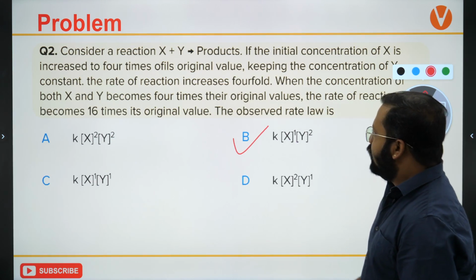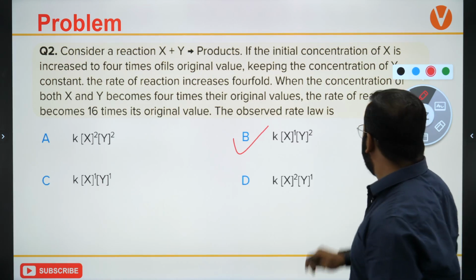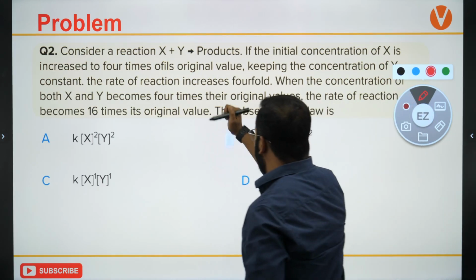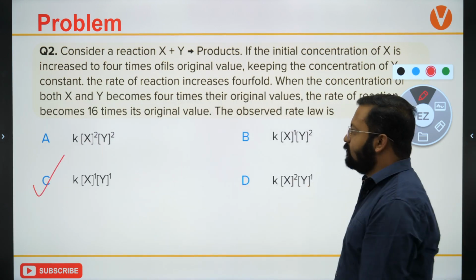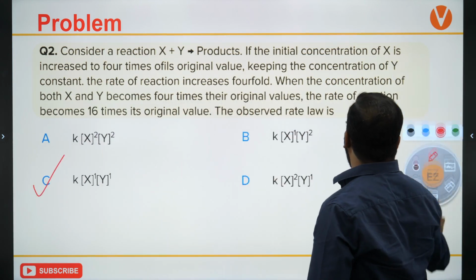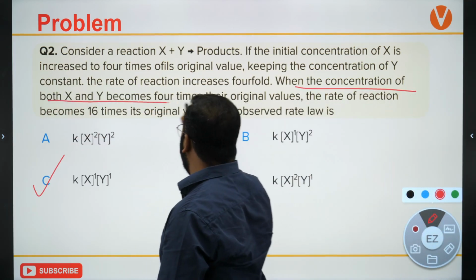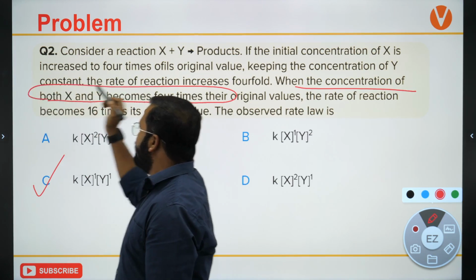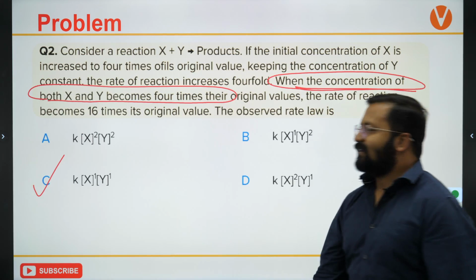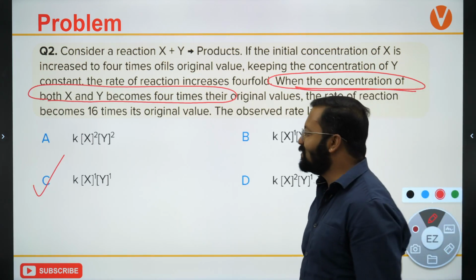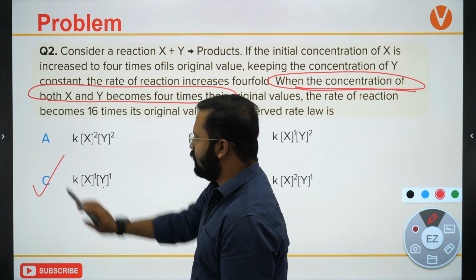Okay? Oh, it says both. Okay, so if it is written both, then the answer should be C. I'm very sorry. It is written that the concentration of both X and Y becomes 4 times. Both X and Y become 4 times. So the answer will be C. So 4 times, it will become 16.